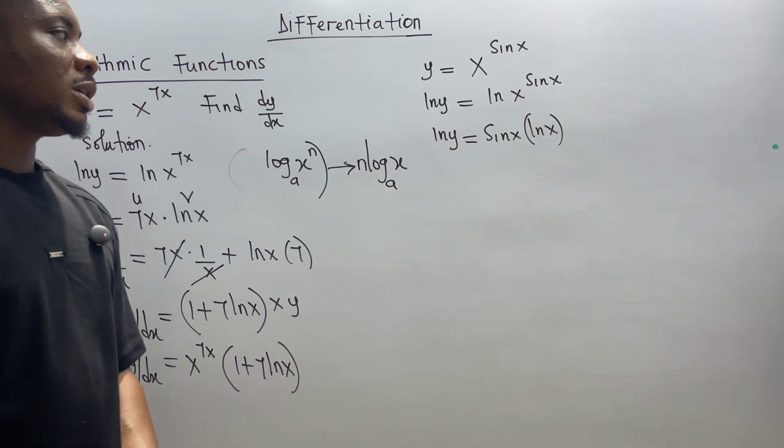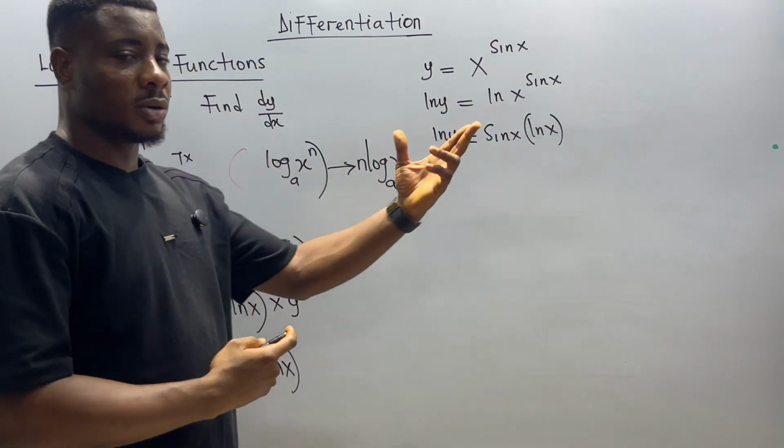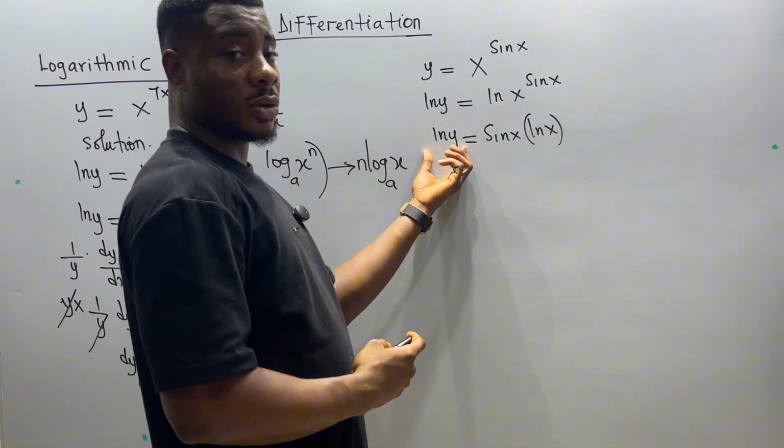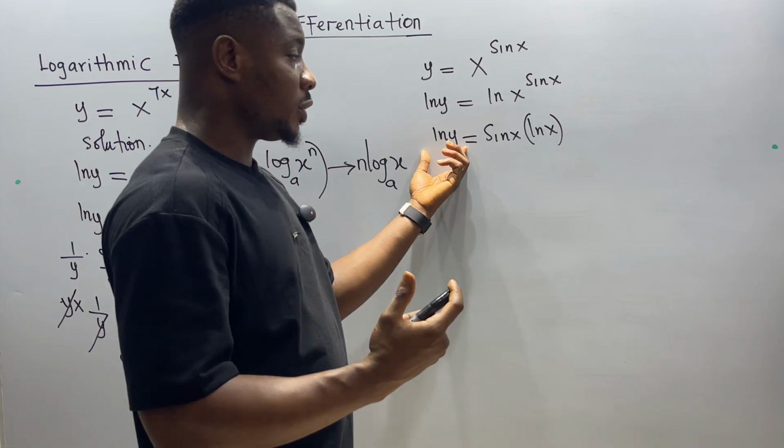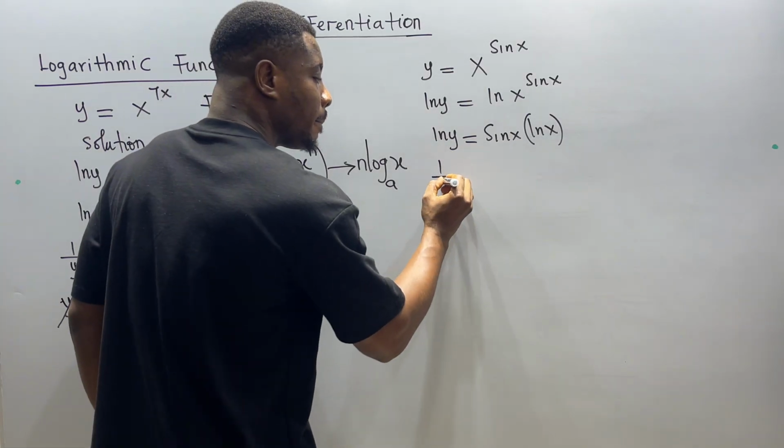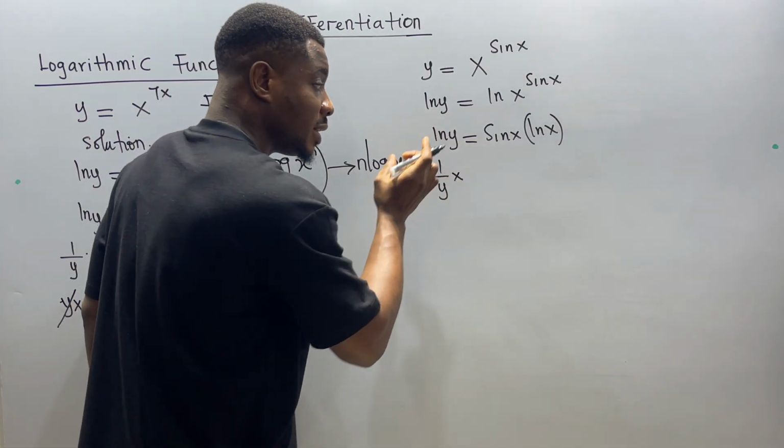The next step will now be to differentiate throughout the equation. Again, if I differentiate ln y, what do I get? Remember how to treat logarithmic functions. It becomes 1 over y, multiplied by derivative of y is what?